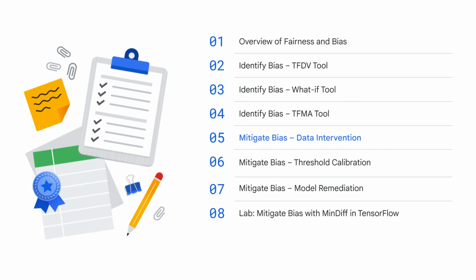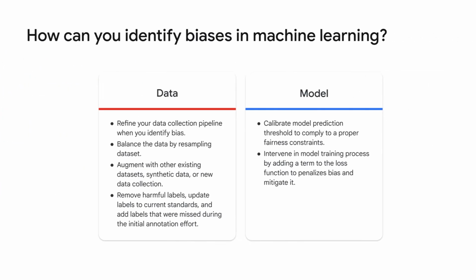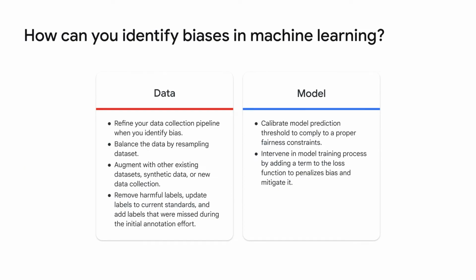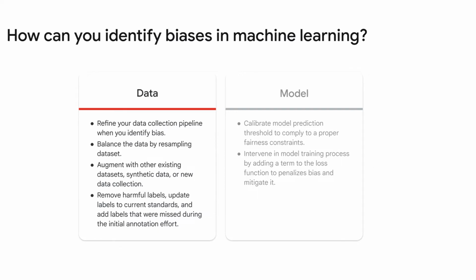Now we will look at another set of tools and techniques to actually mitigate bias. Let's follow the same format: data and model. You can mitigate bias issues by applying several techniques. Although the actual approach depends on the use case, usually it involves multiple methods. First, let's talk about methods to mitigate biases by intervening data.